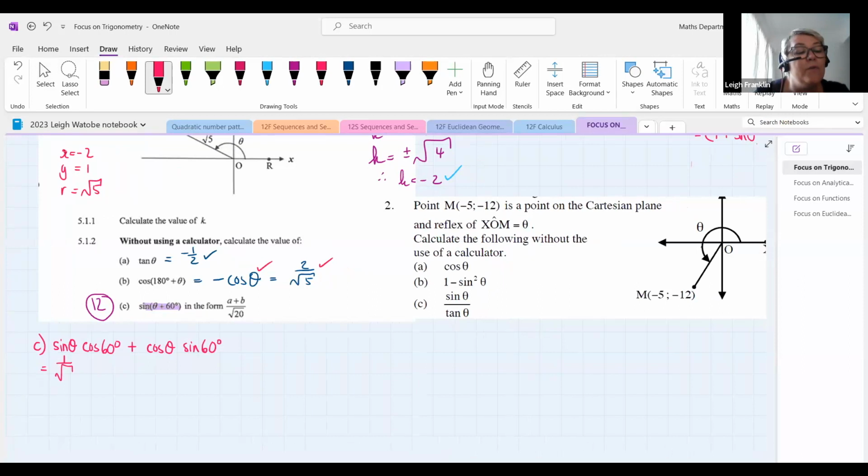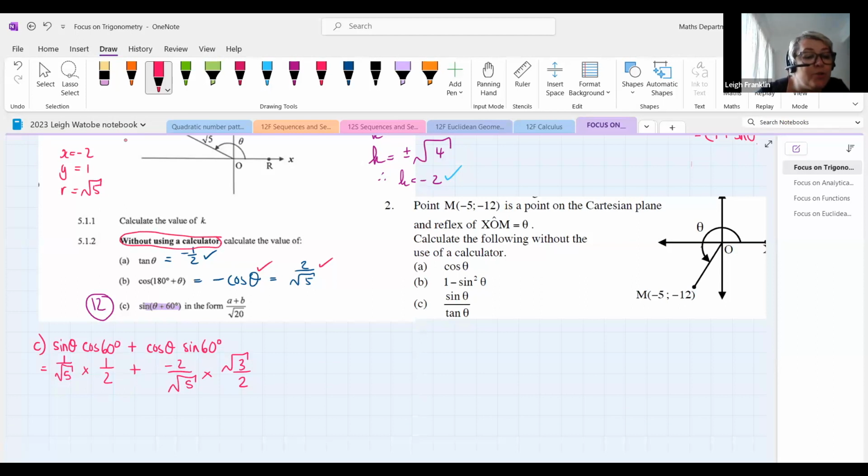So that would have been 1 over √5 multiplied by the cos of 60. We know that the cos of 60 is 1 over 2, plus cos theta. So cos theta, referring to the diagram, is x over r. So that would be -2 over √5 multiplied by the sine of 60, which is √3 over 2. And here, it's really important that we don't ignore our instructions where it says without using a calculator.